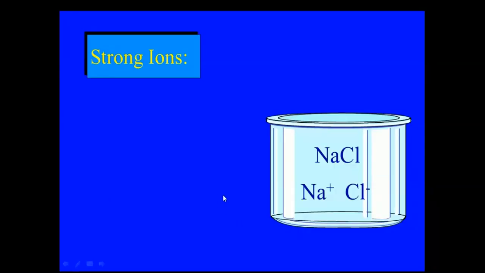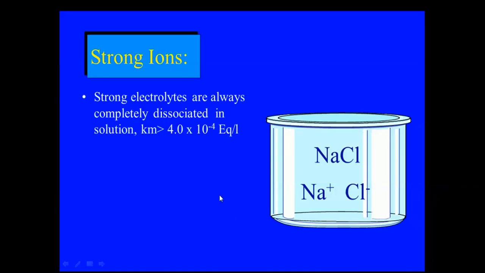So let's get into what is a strong ion. A strong ion is an electrolyte that's always completely dissociated in a solution. Well, it's not completely, but essentially always. You're dealing with more than 1 in 10,000 that's bound. So essentially all of it's dissociated.